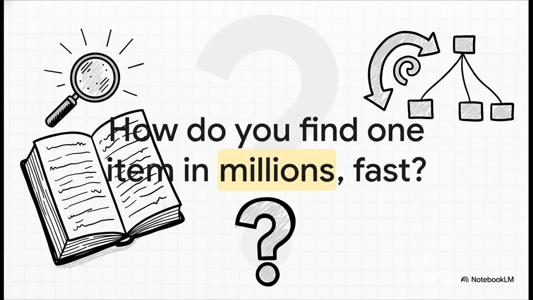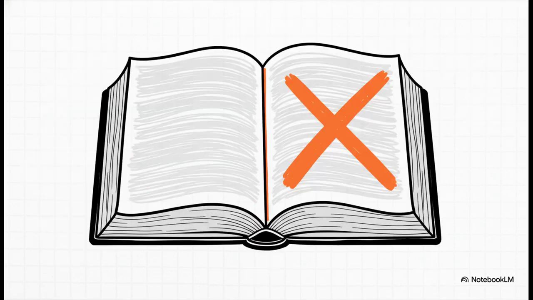How would you find one specific word in a giant, heavy dictionary with, I don't know, a million words? Where do you even start? I'm gonna bet you wouldn't start at the very first page, right? Exactly. You don't start at A and just flip every single page.